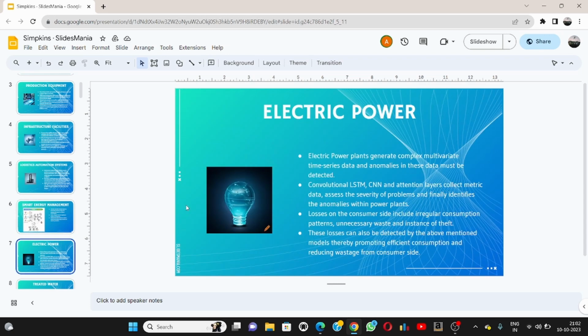1. Electric power. Electric power plants generate complex multivariate time series data, and anomalies in these data must be detected. Convolutional LSTM, CNN, and attention layers collect metric data, assess the severity of problems, and finally identify the anomalies within power plants. Losses on the consumer side include irregular consumption patterns, unnecessary waste, and instances of theft. These losses should also be detected by the above mentioned models, thereby promoting efficient consumption and reducing wastage from the consumer side.